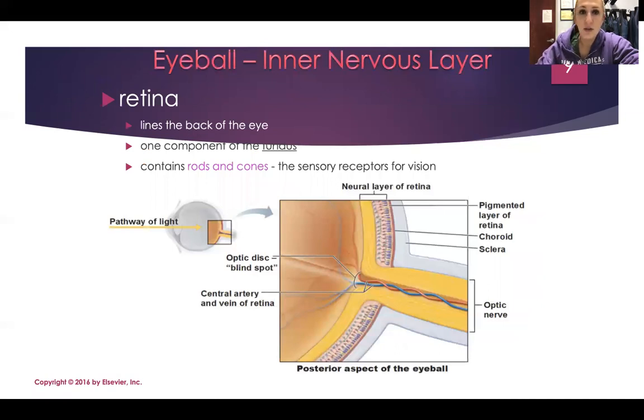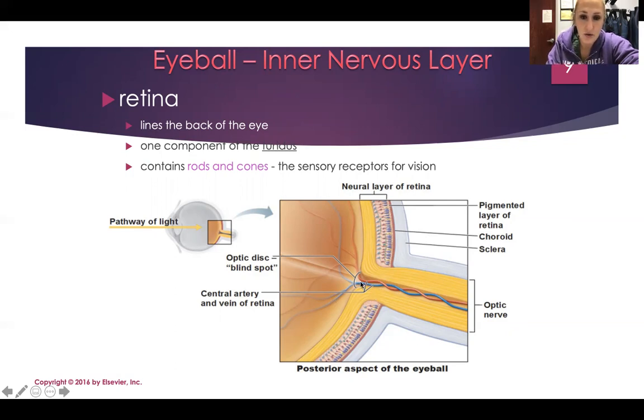Now we're into the inner layer of the eyeball, the most inner layer, also called the nervous layer, because it's full of nervous tissue. That's where the nerve impulses, or electrical impulses, are sent through the optic nerve to the brain. So that is your retina. It lines the very back of the eye, one component of what's called the fundus. The fundus is the retina as well as the optic disc.